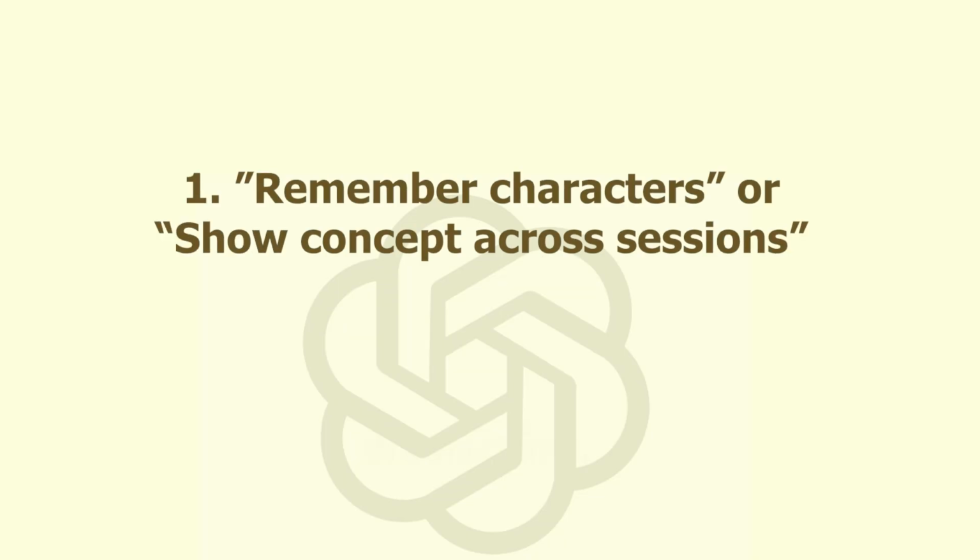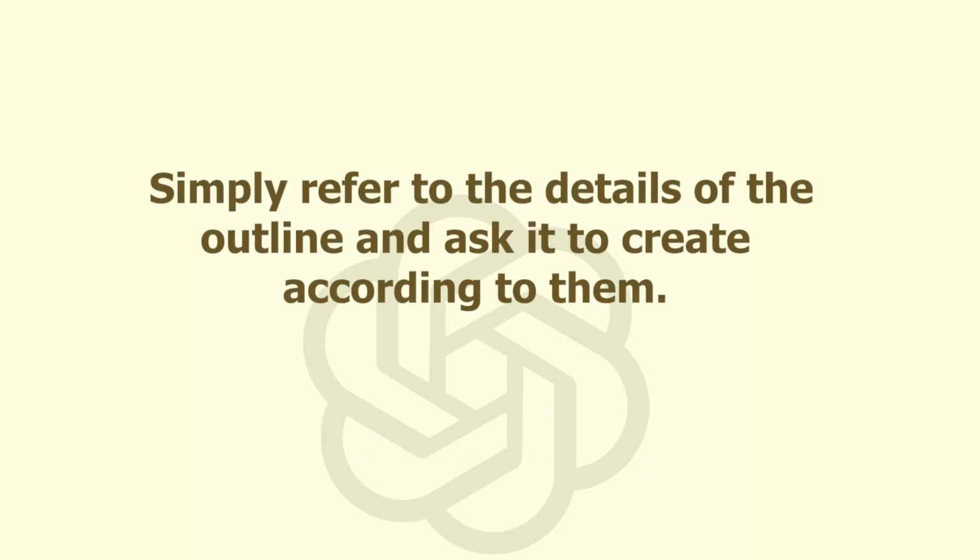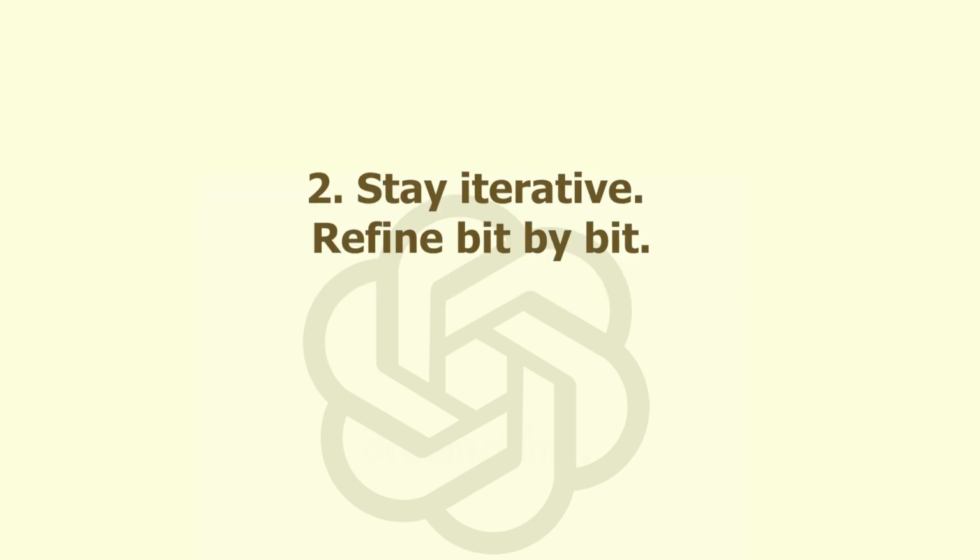Quick pro tips: if you're using ChatGPT Plus, the paid version, ask it to remember characters or show concept across sessions. This is important because ChatGPT can hallucinate and veer off track, giving you entirely different details other than what it gave you in the episode outline. This actually happened to me using the free version, but what I did was to refer again to the details of the outline, and it quickly did a memory update, apologized, and got back on track, which leads us to tip 2, stay iterative.